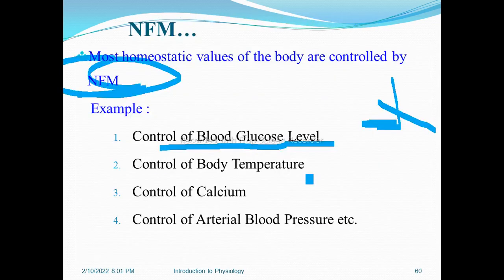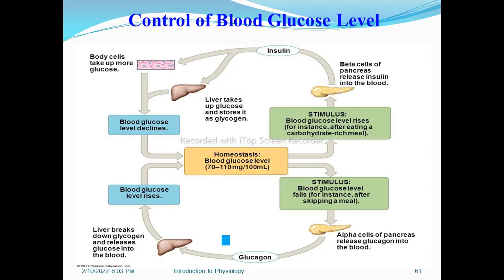So it's very important also. It's very important because it is very common in our body, as it compensates any deviations. So for instance, let us look at examples. The first is control of blood glucose level. Homeostasis means that if the blood glucose level is between 70 and 110 milligrams per milliliter, it is known as homeostasis.